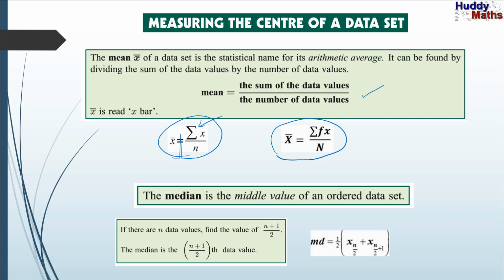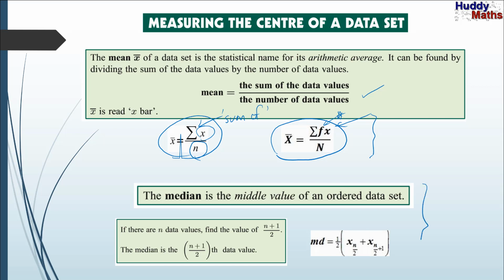Sigma, Greek capital sigma, means sum of in maths. The sum of all the x's, all the scores that we have measured, the data points, divided by how many there are. And over here, similar sort of thing, but you've got to remember to multiply by the frequency. So you're going to use this one when you have a frequency table and the scores occur more than once. Okay, so you know about that.